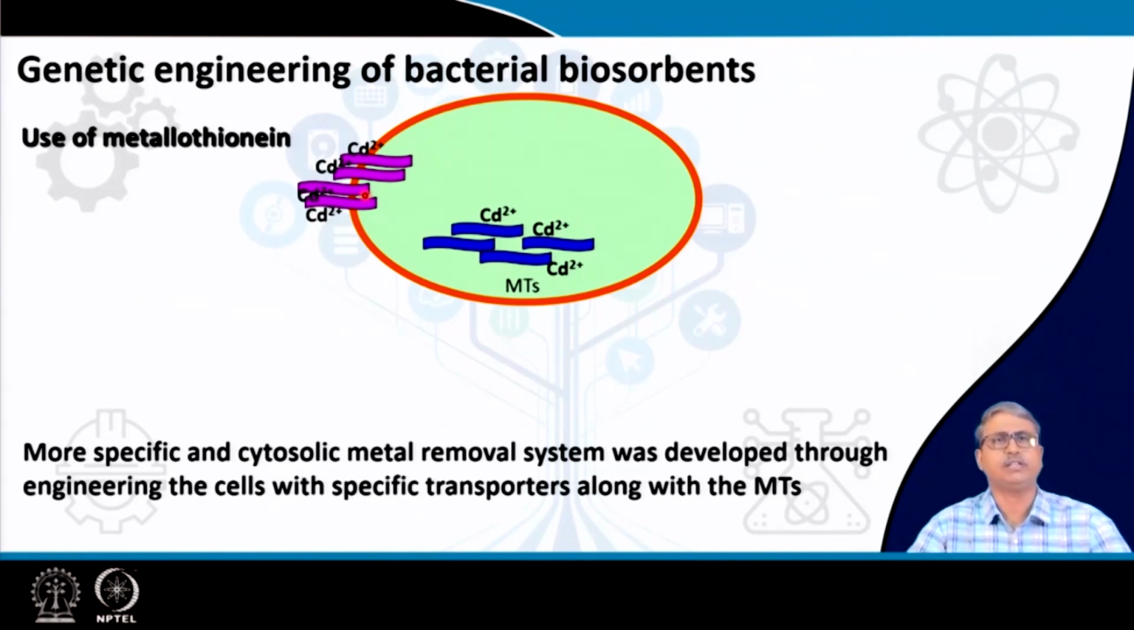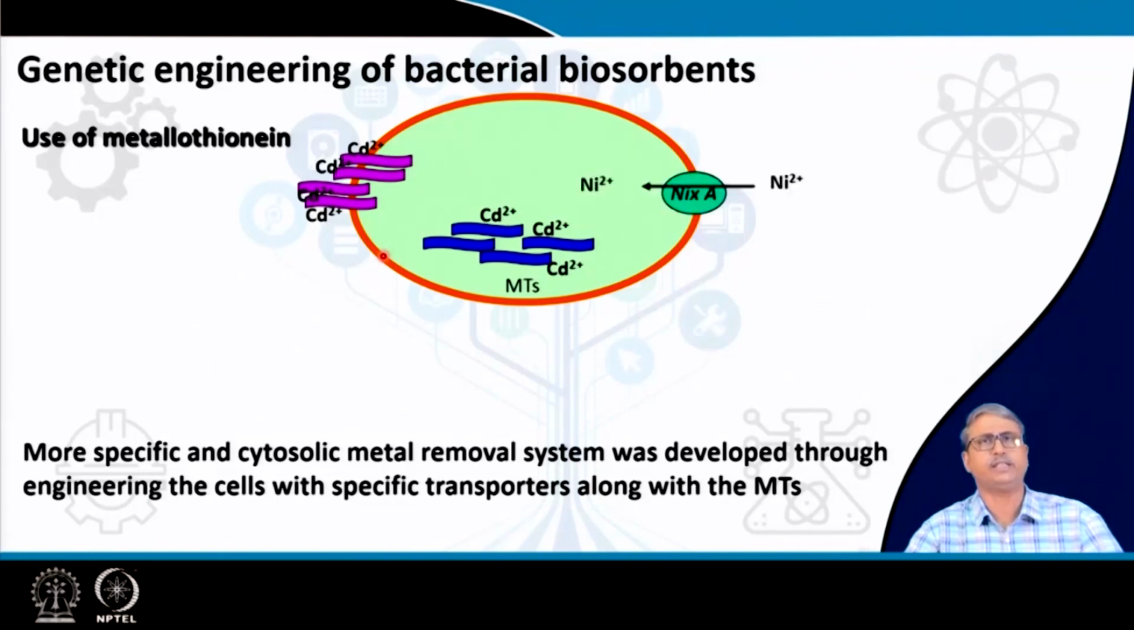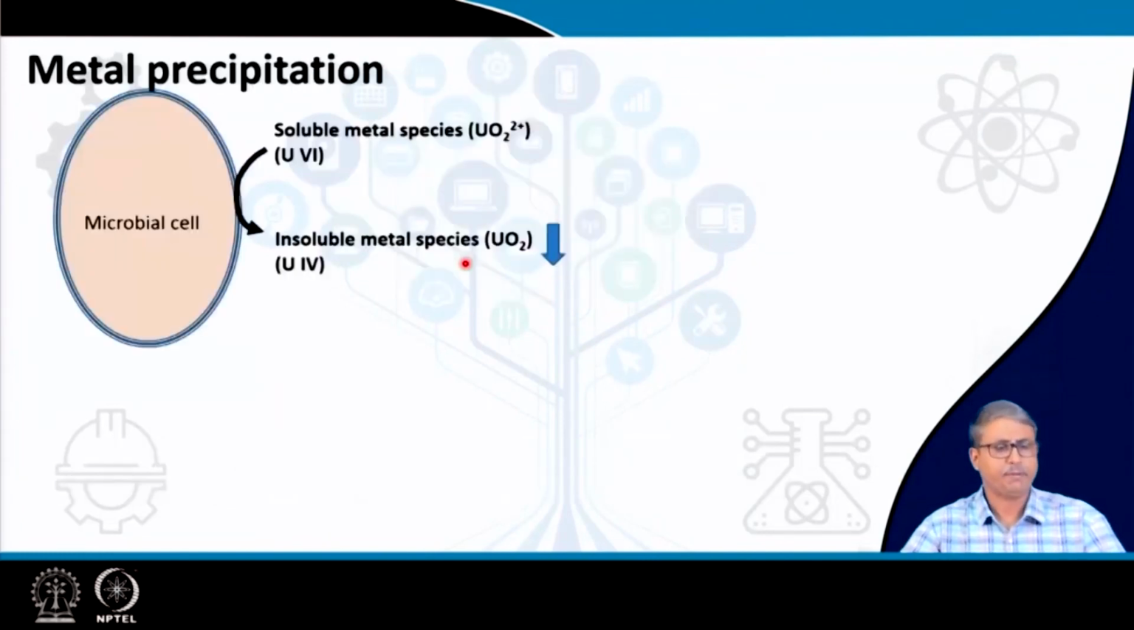More specific and cytosolic metal removal systems were further developed through engineering the transport process. So, we also engineered specific transporters like the nickel transporter, and the nickel is transported inside the cell as divalent nickel ions, and then the nickel ions were precipitated or accumulated through the use of the metallothioneins.